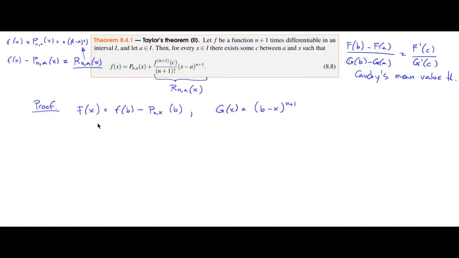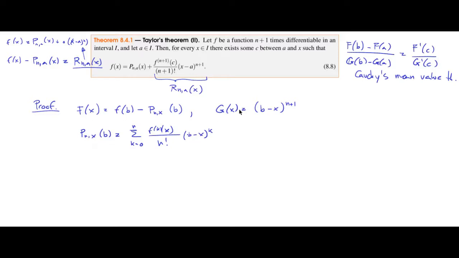So let's just note that p_n,x at b is the sum from k equals 0 to n of the kth derivative of f at x divided by k factorial times (b minus x) to the k. So now this is not a polynomial anymore. You see, this is a function of the derivatives of f times a polynomial, so it's a complex combination of things. But we'll see that if we evaluate this at some point, it's going to be a polynomial.